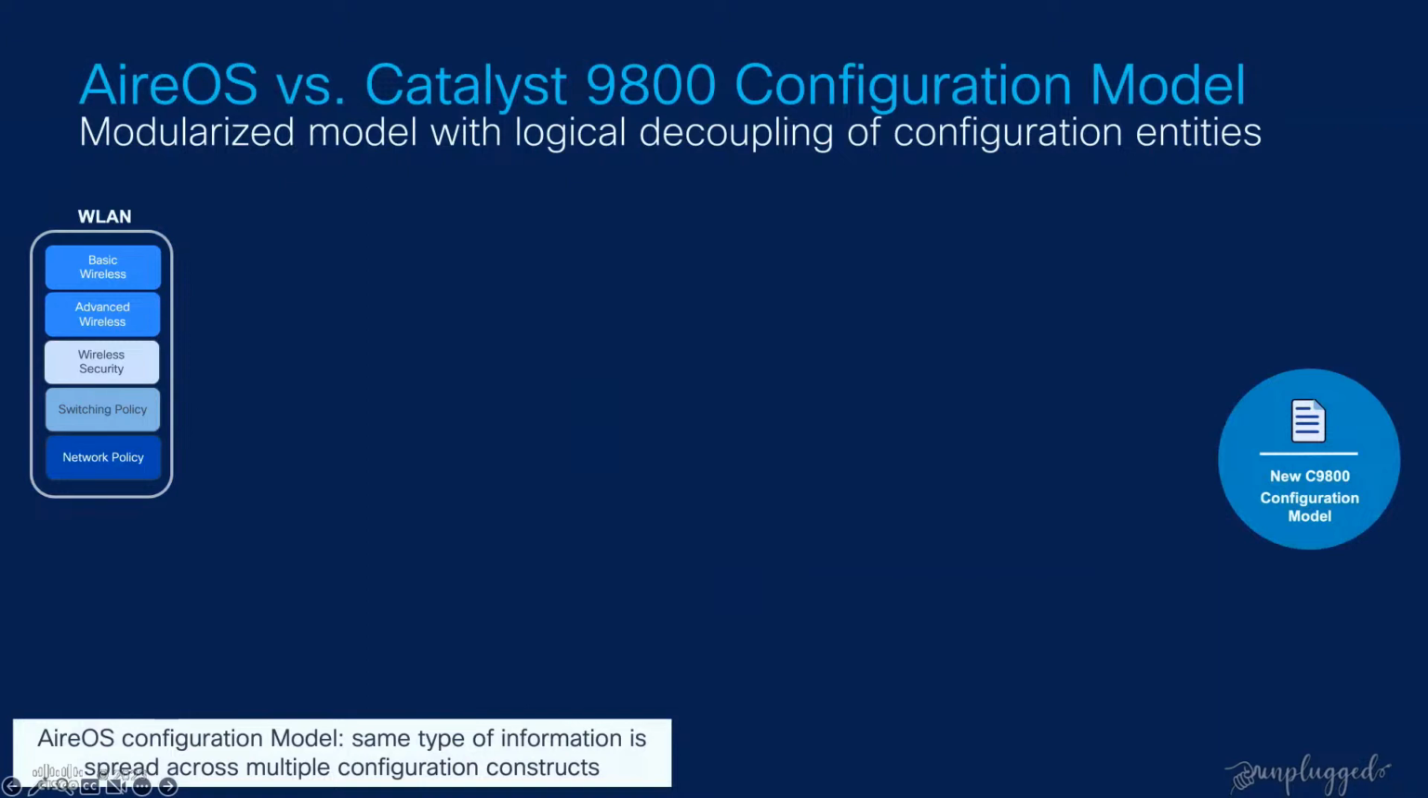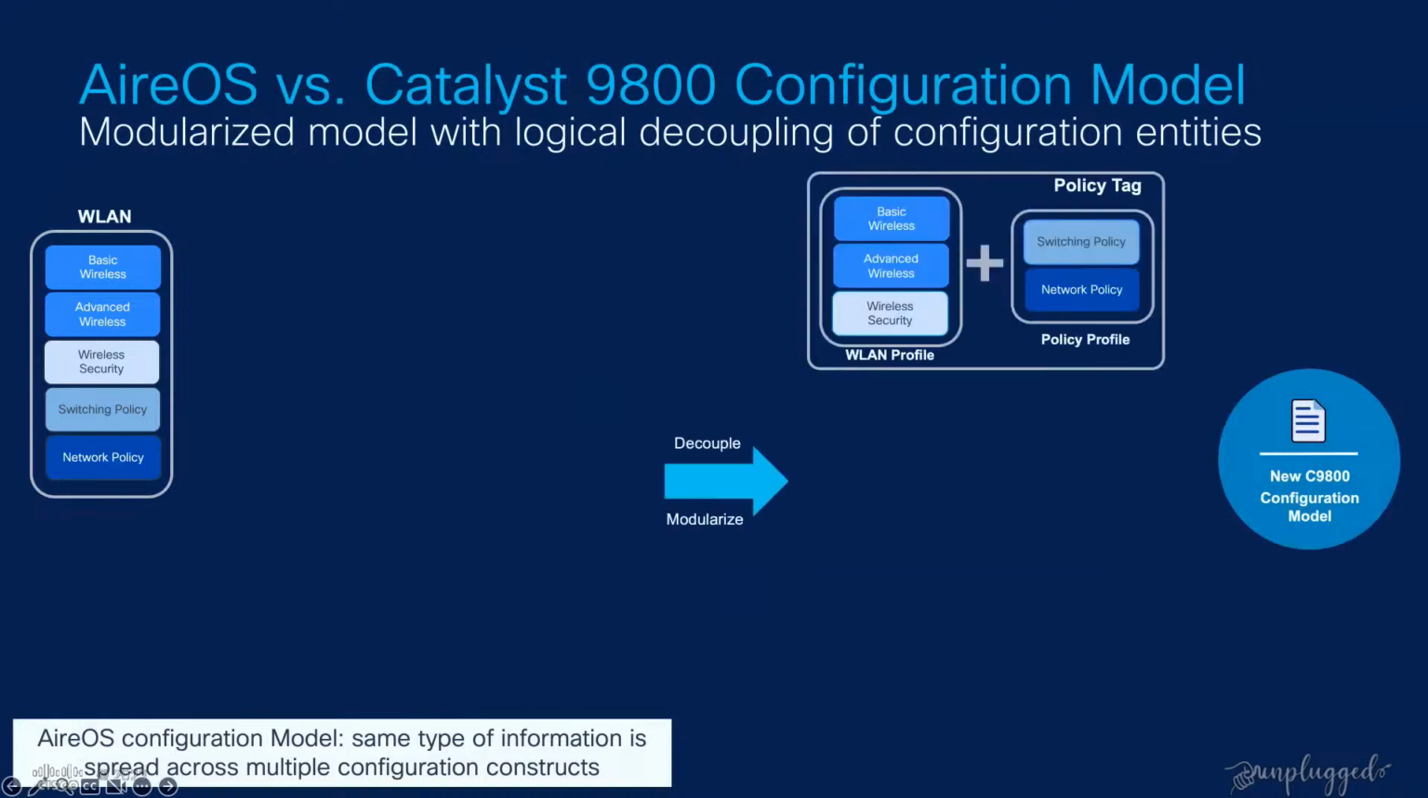Now, I know I saw scenarios where I had customers that wanted to be able to do the same SSID at multiple sites, but some sites wanted to be Flex Connect, others they needed a local mode, or they needed a different QoS policy, and it became kind of difficult to manage that piece of it. So what we did with the 9800 is we decoupled that and modularized it. So now you see we'll have our WLAN profile, which has those same basic wireless settings, and it has our advanced wireless settings, again, things like timeouts and stuff like that. And it has our security policy.